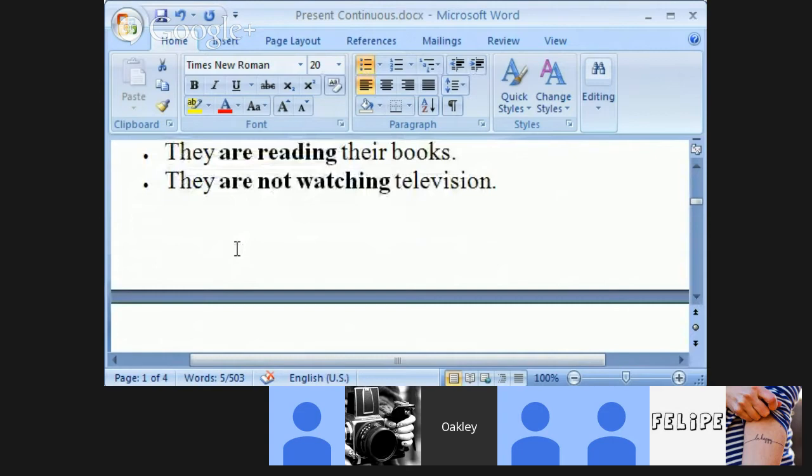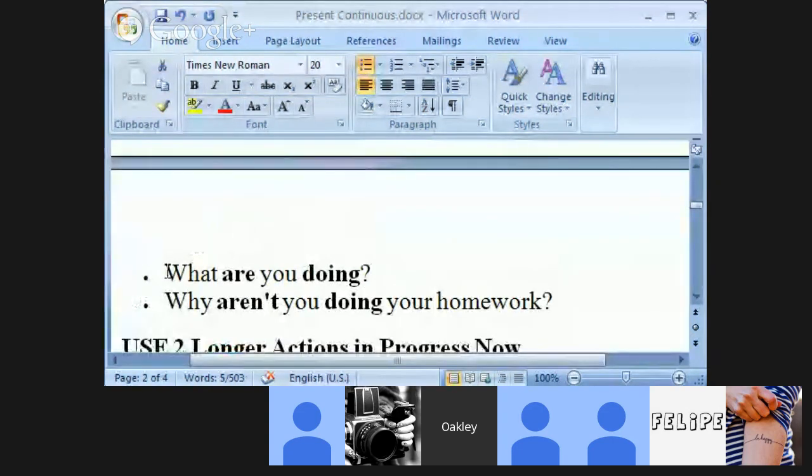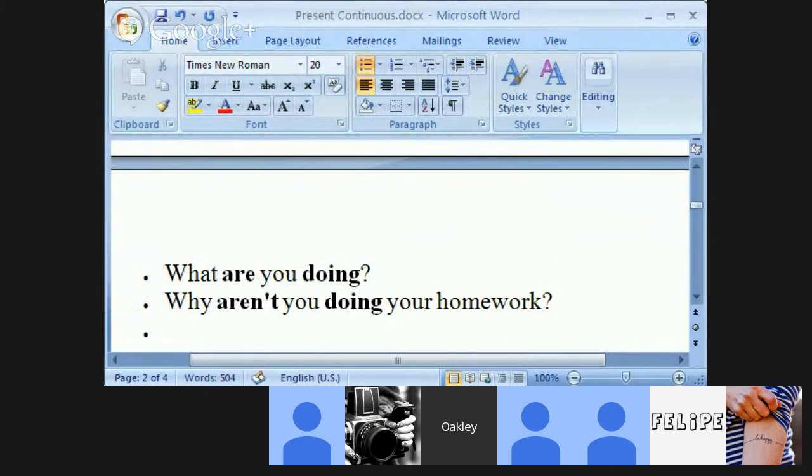Okay. Pretty simple. Question form: what are you doing? This is very common. Why aren't you doing your homework? Okay, the negative question. Pretty simple. I think we can handle this. Talking about right now, let's give this a try.